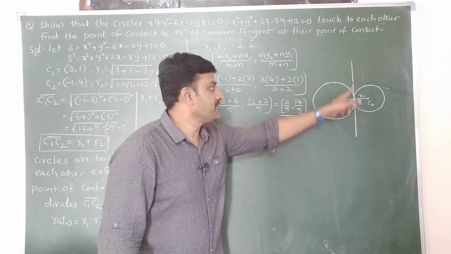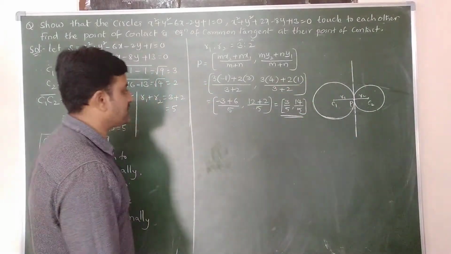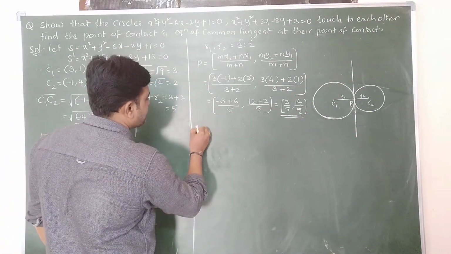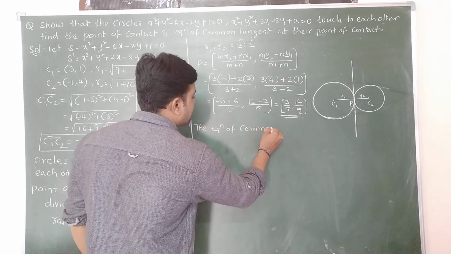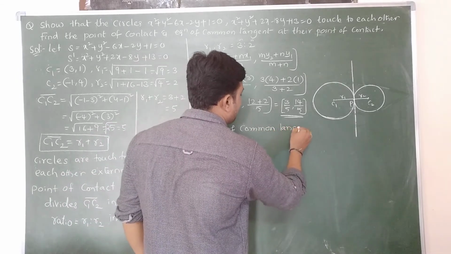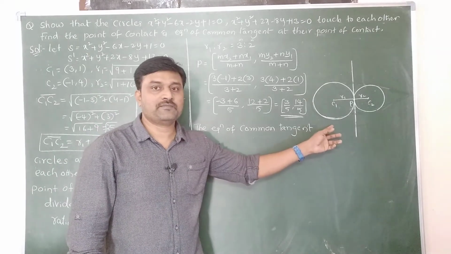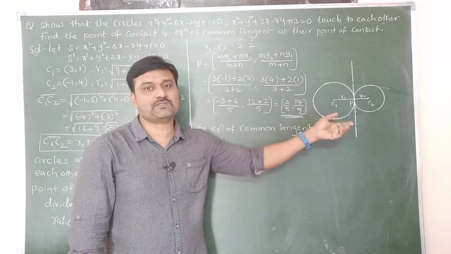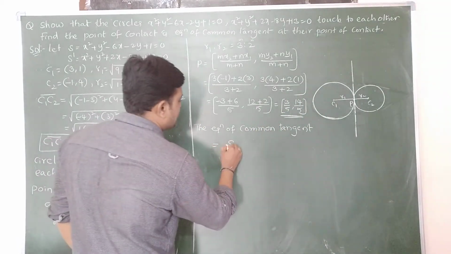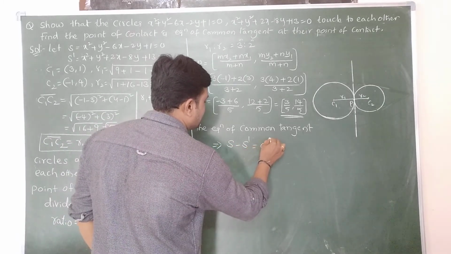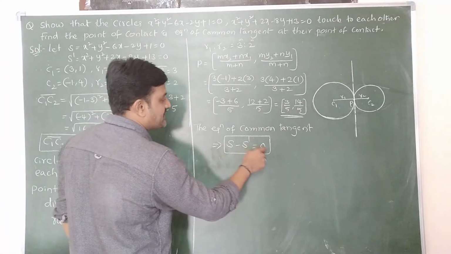Then we need the common tangent, only one common tangent, that is the transverse one. Now the equation of the common tangent: for a single common tangent we have one equation, S minus S dash equals 0. For a single common tangent we can use this formula, S minus S dash equals 0.